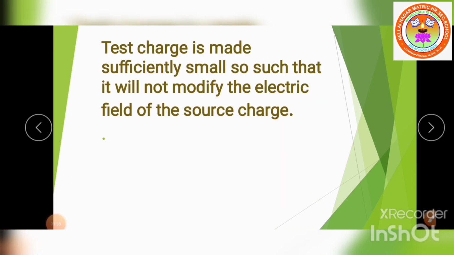Fifth point, the test charge is made sufficiently small such that it will not modify the electric field of the source charge. In the definition of the electric field, it is assumed that the test charge Q naught is taken sufficiently very small, so that if you are bringing the test charge, it will not move the source charge. So it is a very important point. Okay, understand children, if you are bringing the test charge also, it does not affect the main charge.